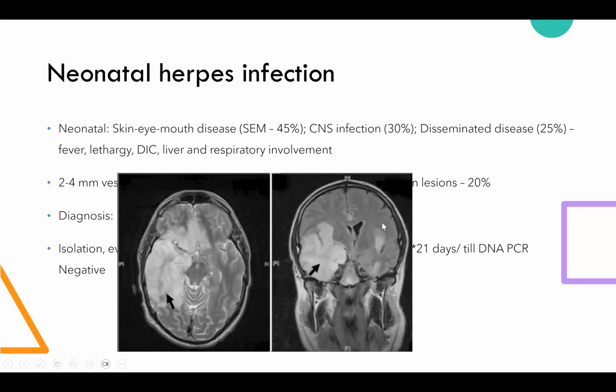So this is an MRI picture showing a temporal lobe hyperintensity suggestive of encephalitis.